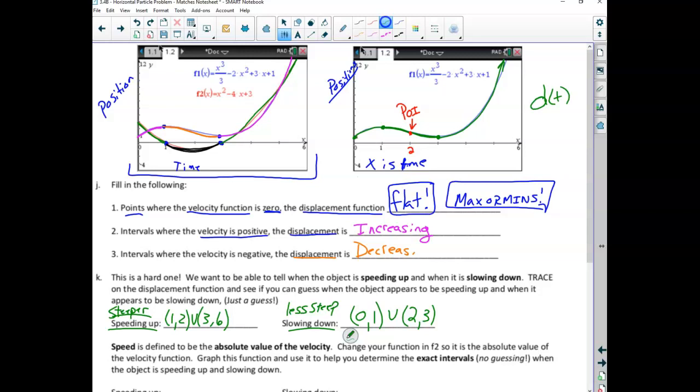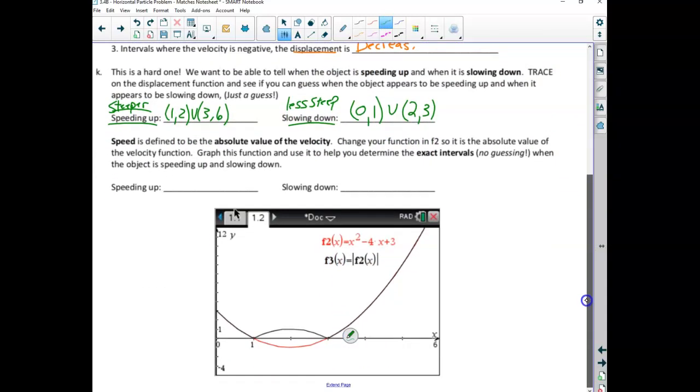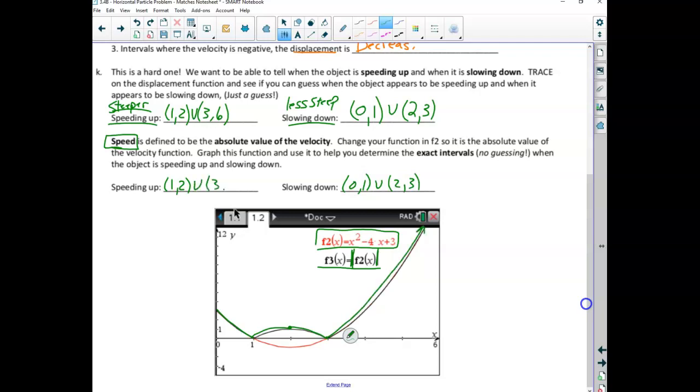Now remember, speed is defined by the absolute value, okay? Notice, here's my velocity function, and now I'm taking the absolute value of that velocity function, that's this black one, okay? When is it speeding up, slowing down? This is really easy to see. If my speed function's decreasing, I must be slowing down from 0 to 1. And then it increases to that little maximum point there. So from 1 to 2, it must be speeding up. Then it decreases again, so from 2 to 3 it's slowing down. And then from 3 to 6, because that's where we're stopping, it's speeding up, okay?